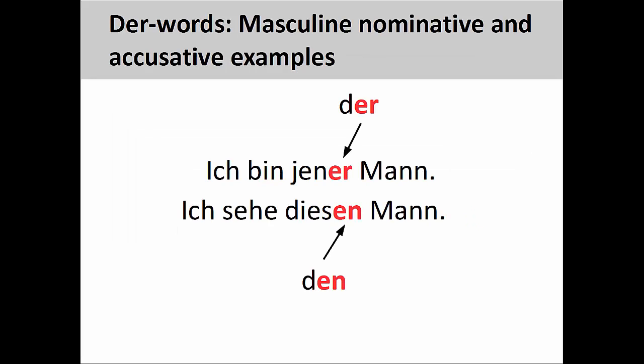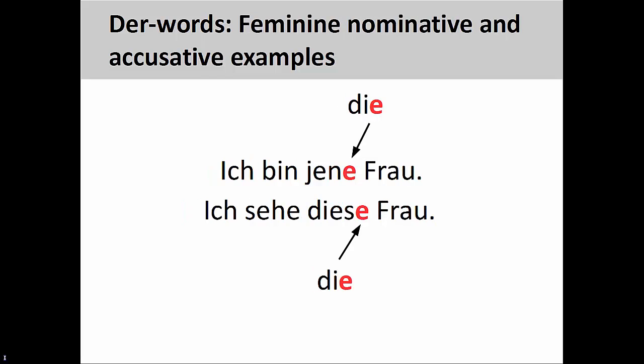Let's walk through a few examples now, starting first with the masculine forms. In the first sentence, ich bin jener Mann, I am that man, it is easy to see that the er ending on jen resembles the masculine definite article in the nominative case. In the sentence right below, ich sehe diesen Mann, I see this man, the en ending on dies looks like the masculine definite article in the accusative case.